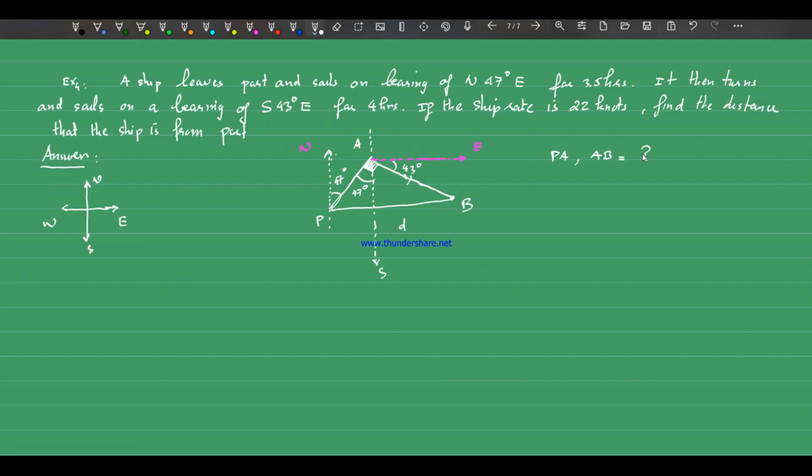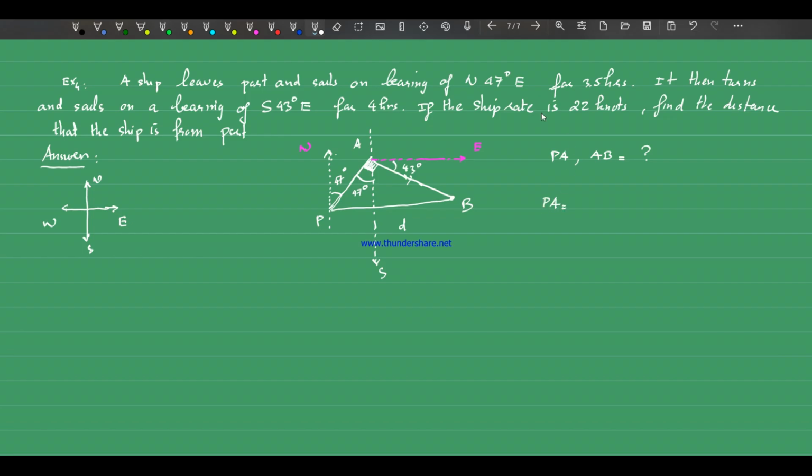Now we need to figure out why they give us the 3.5 hours. 3.5 per hour, that's the velocity, right? And according to what we already know, D equals RT. Did it tell you the T? Oh, that's a T, 3.5. Okay, and the ship rate is 22. So we can find the distance, so we can find PA.